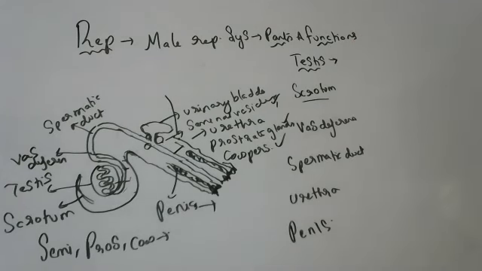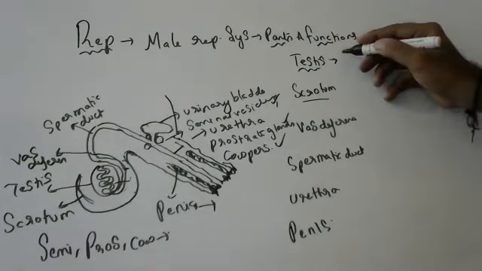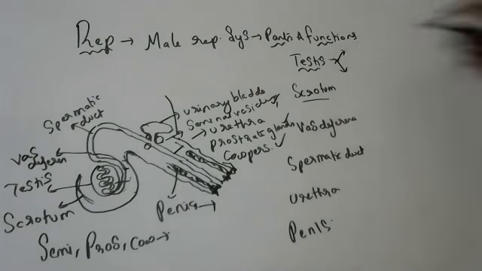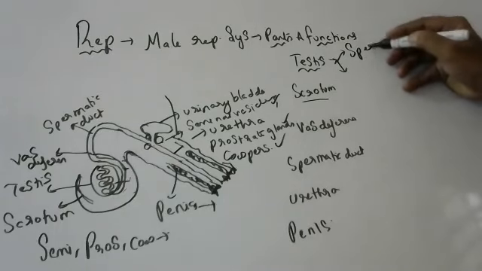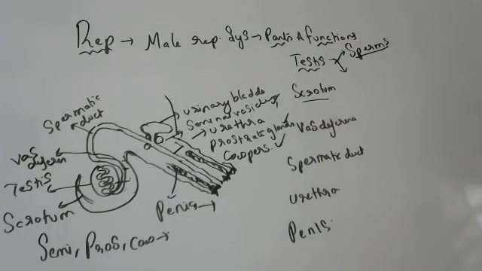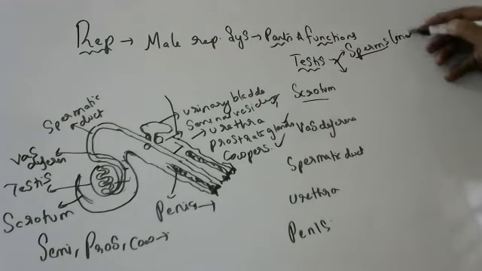Testes are very important glands in human males, children. They help in production. There are two functions of the testis, children. The two functions of testis: one, production of sperms, children. Sperms are called male gametes.